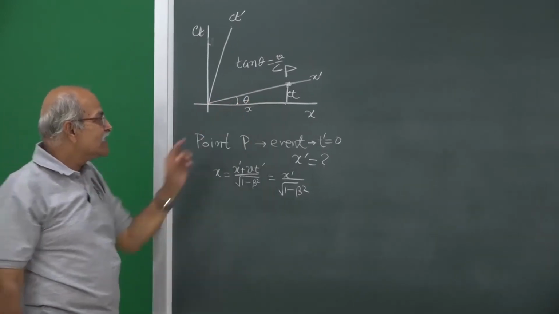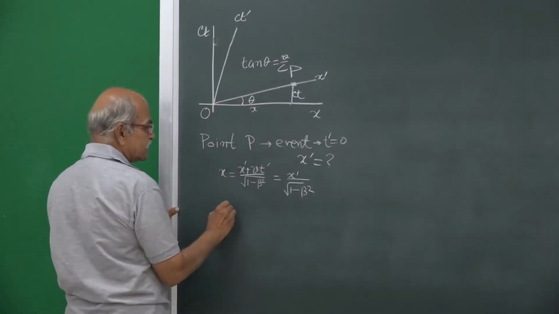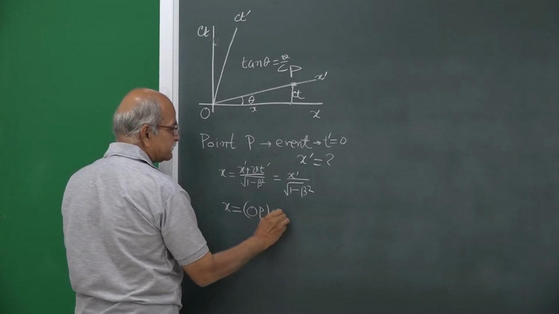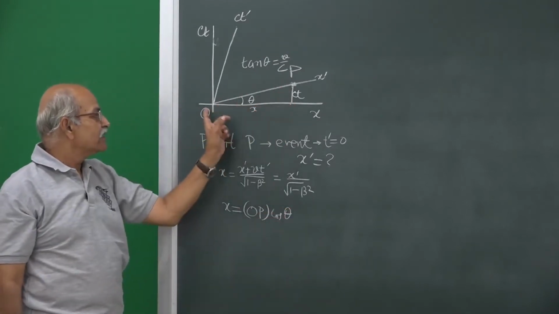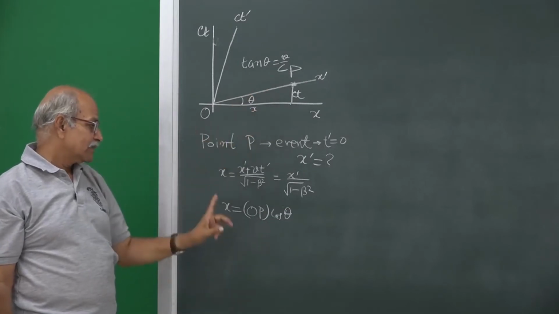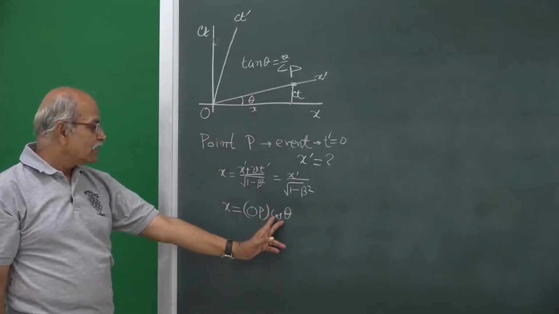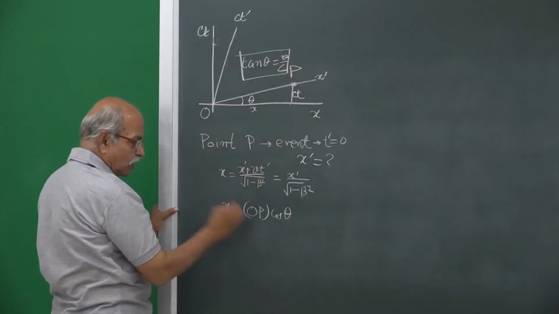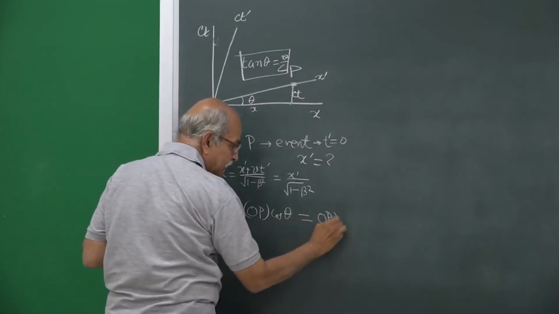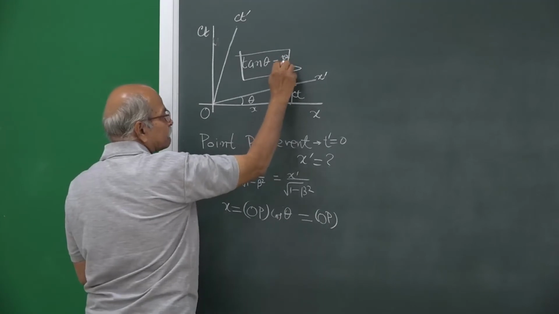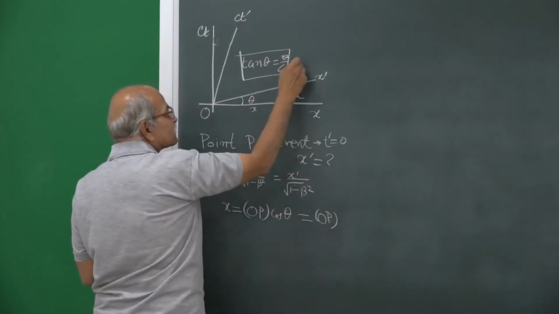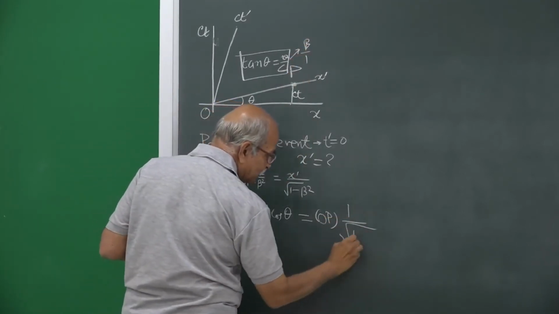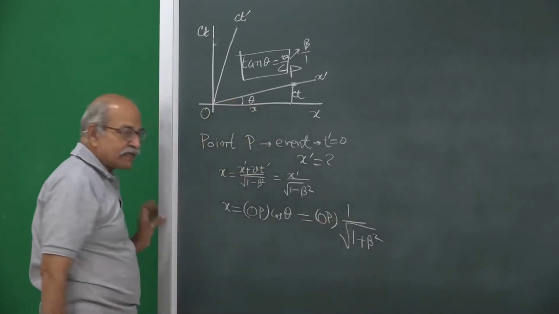So, from this diagram, if this point I write O, x is equal to this OP times cos theta. This is a right angle triangle, so x is equal to OP cos theta. And what is cos theta? If tan theta is V by C, what is cos theta? Let me write this as beta, so this is beta by 1. So, cos theta will be 1 divided by square root of 1 plus beta square, correct, that is cos theta.